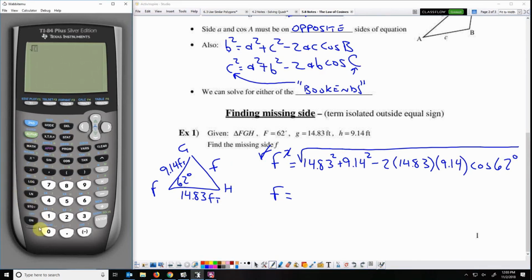So that's the square root of 14.83 squared plus 9.14 squared minus 2 times 14.83 times 9.14 times cosine 62. And I get 13.27, so side F is 13.27 feet.